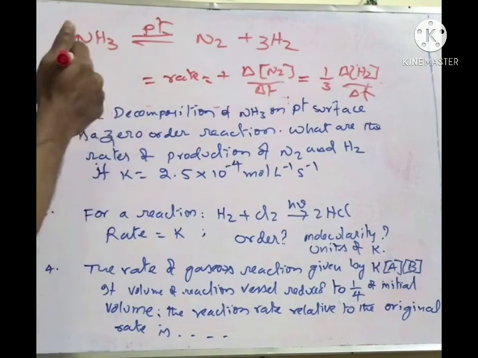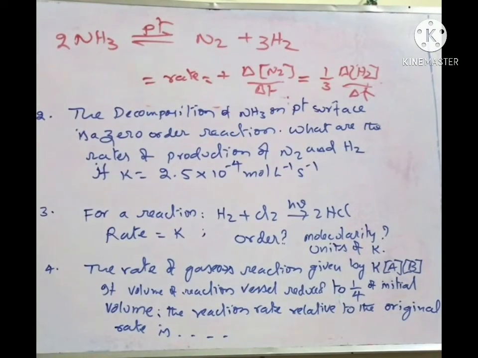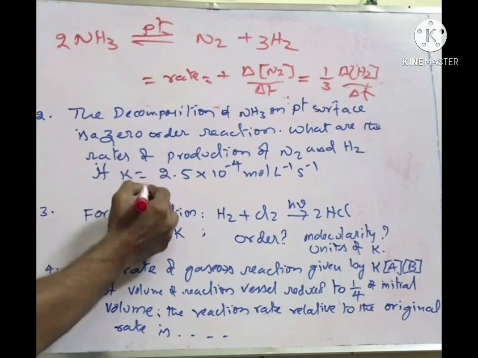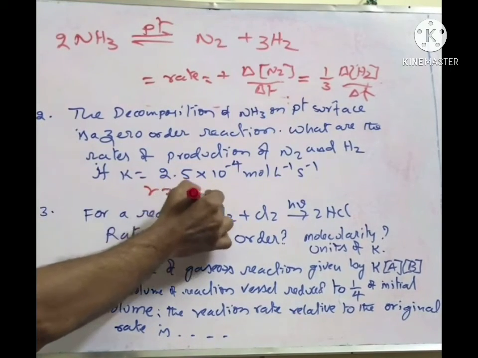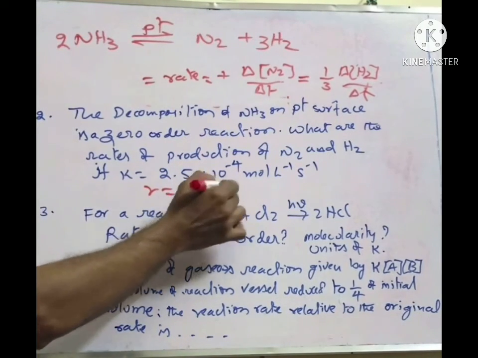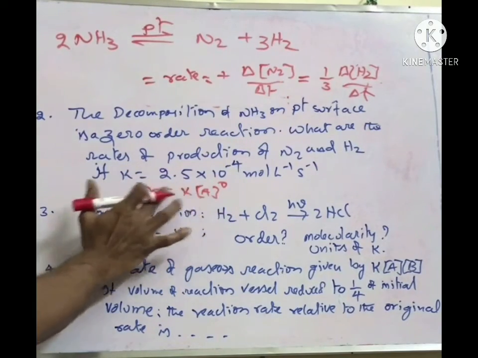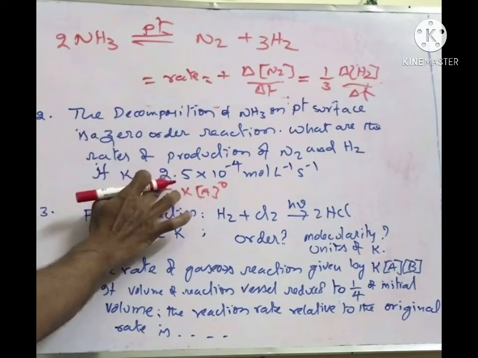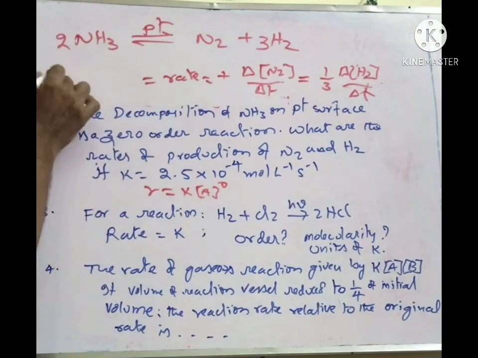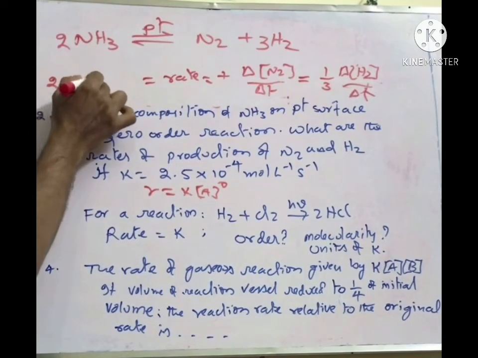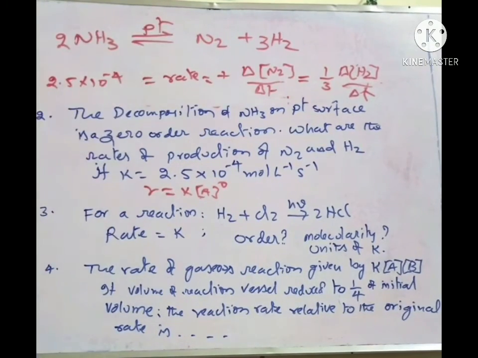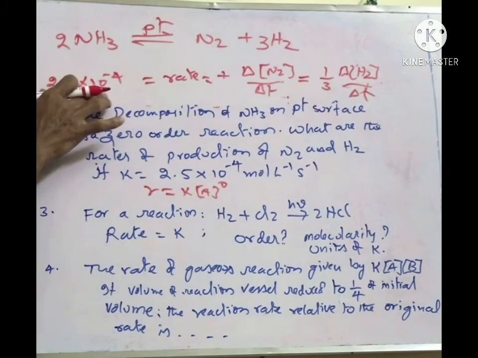So it is a zero order reaction where rate is equivalent to rate constant, because R equals K into concentration power 0. So this is a zero order reaction. So this becomes 1. So R equals K. So whatever K is given, that itself is R. So R is now how much? 2.5 into 10 power minus 4. Units will be there, moles per liter per second. So now you know the R.